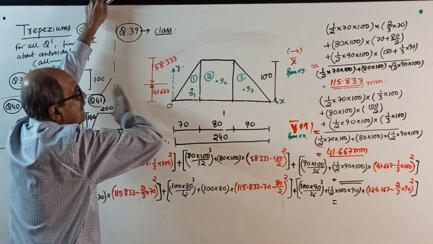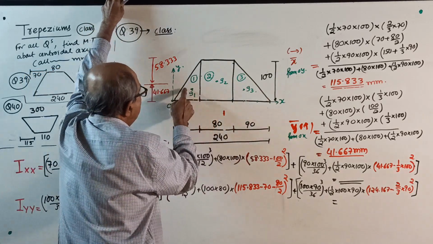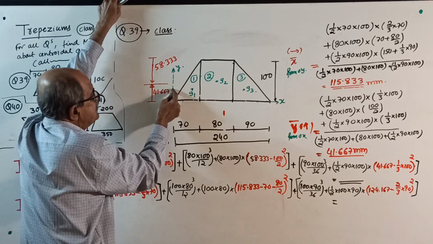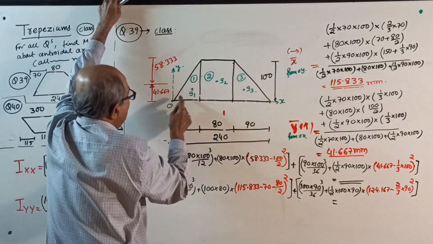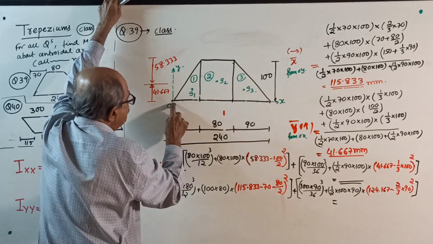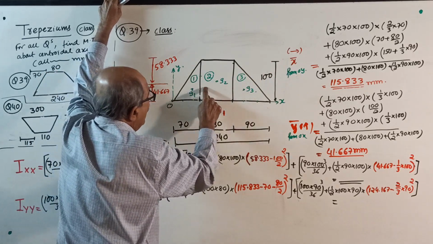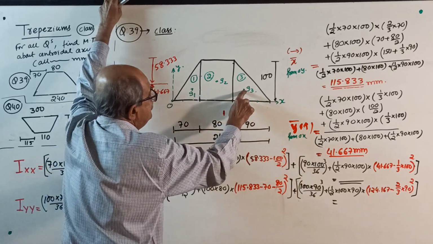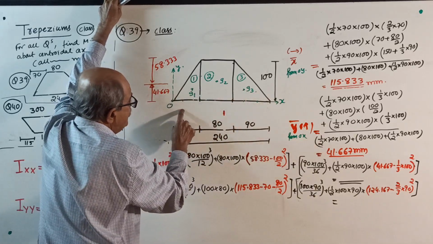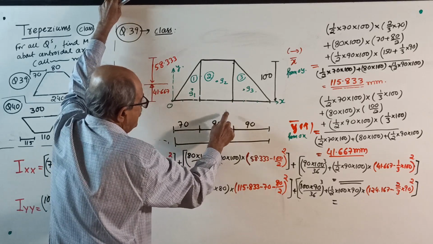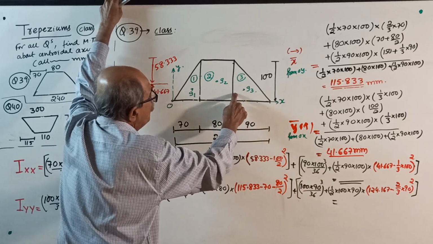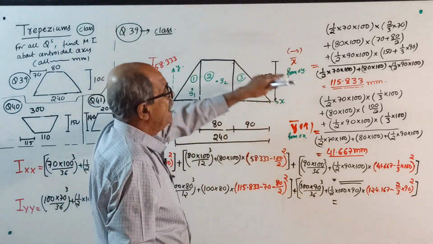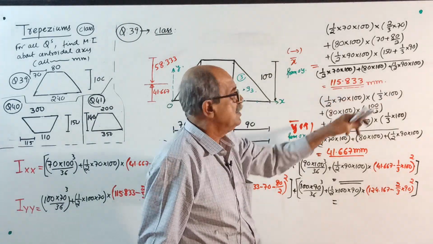Okay, start. X bar. This area into this distance, 2/3 of 70. This area into, see there, it is there. See this area into 70 plus half of 80. This area into 70 plus 80 plus another 1/3 of 90, divided by total area, X bar will come.